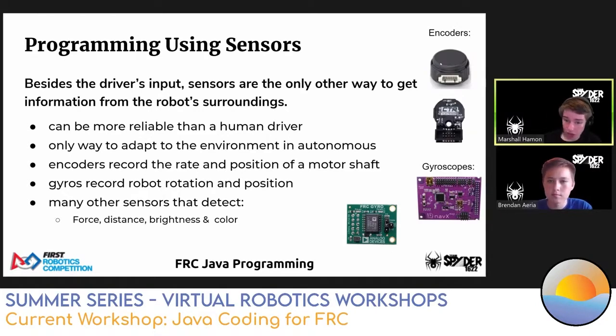Two of the more common sensors, one of the ones we have images of here, are gyroscopes and encoders. Gyroscopes allow you to record angular position and velocity of one or more axes, while encoders, which are integrated with a motor controller, allow you to track the revolutions of a shaft. Some other relevant FRC sensors can measure force, distance, brightness, and color.